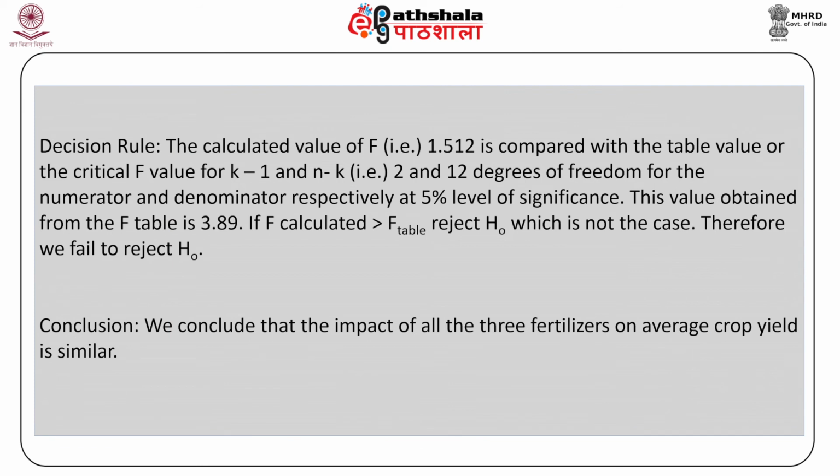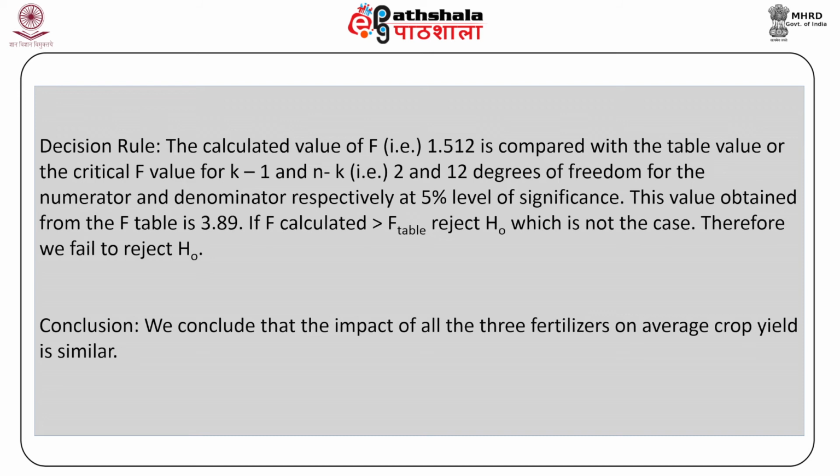The decision rule is that the calculated value of F, which is 1.512, is compared with the table value or the critical F value for k minus 1 and n minus k degrees of freedom, which are 2 and 12 in our example. The level of significance we are choosing is 5%. This value, obtained from the F table, is equal to 3.89. If F calculated is greater than F tabulated, then we reject the null hypothesis.